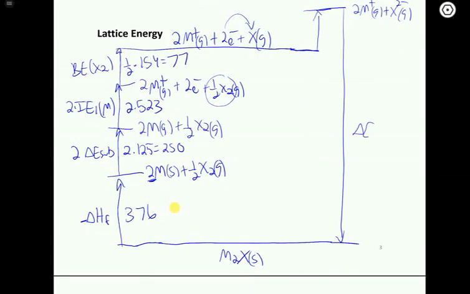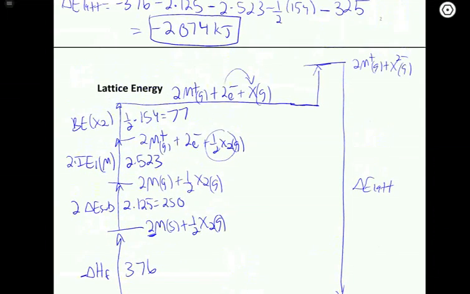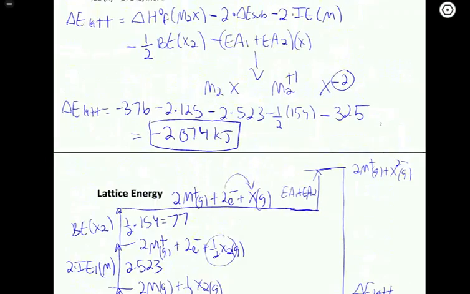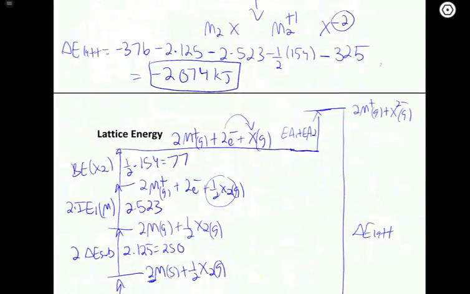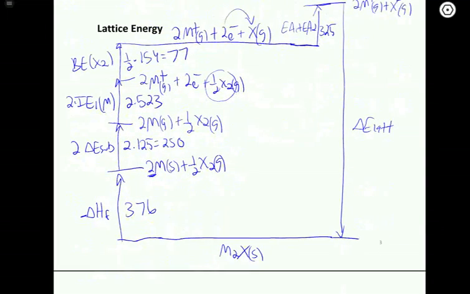And then finally that is going to be our lattice energy. So the cycle looks a little bit different here if we're drawing it to approximate scale, only because this last step here, which is EA1 plus EA2 for X, is endothermic. And that's usually the case when you're adding 2 electrons to a nonmetal. It's going to be an endothermic process for adding both electrons. So that goes up by another 325 before then you have your exothermic lattice energy step.